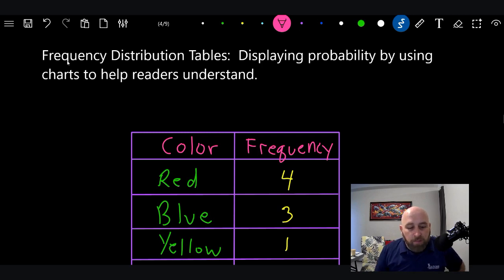The first thing that I want to show you is a frequency distribution table. This is going to display probability by using charts to help people understand. Because a lot of times when readers look at data, they look at percentages, information, numbers. It can be a little hard for them to understand. But if we put it into a table, a chart, a graph, something like that, it helps them to be able to understand it a lot easier.